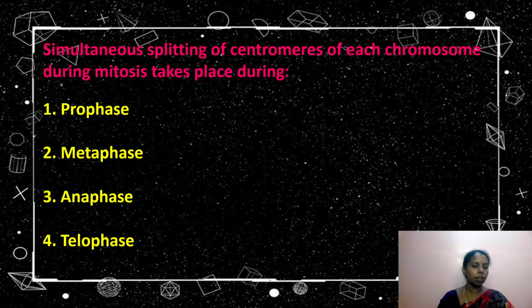Now, next question. Let us proceed. The question says, simultaneous splitting of the centromere of each chromosome during mitosis takes place during. Splitting of centromeres happens during dash phase is the question.